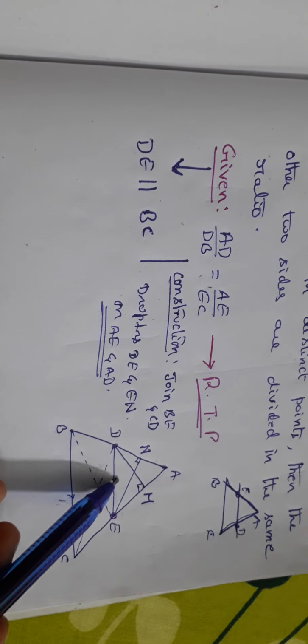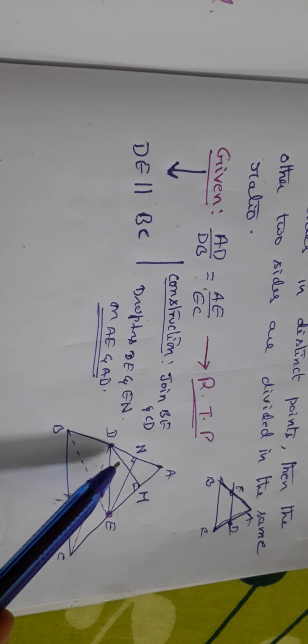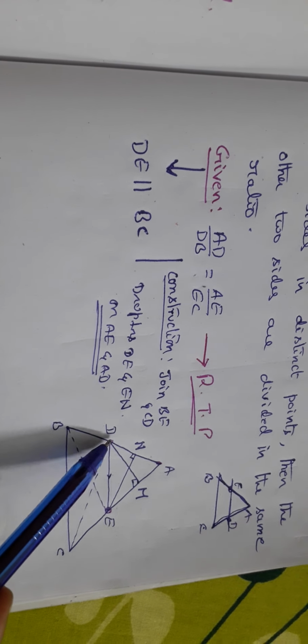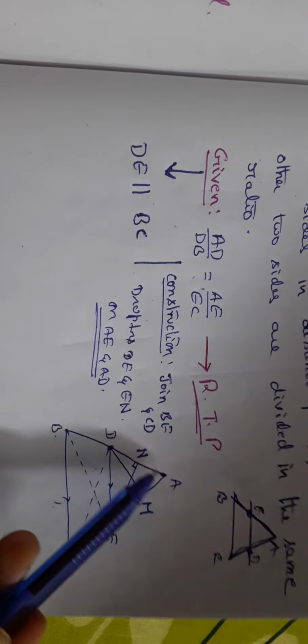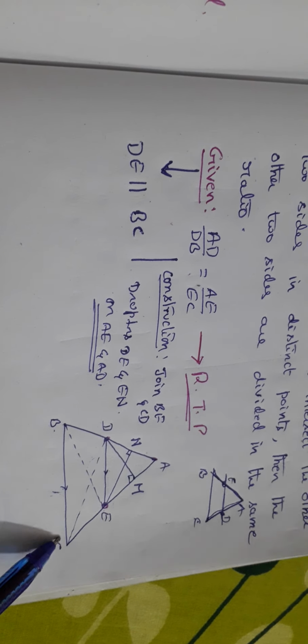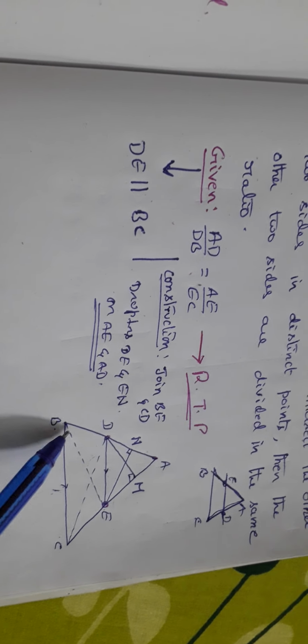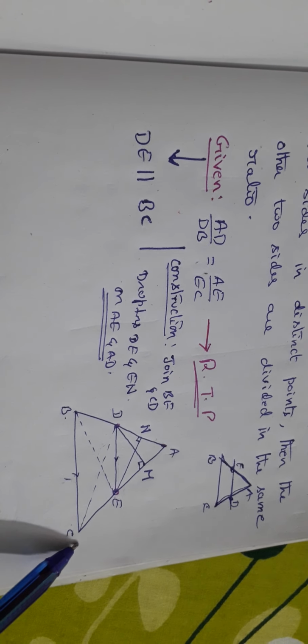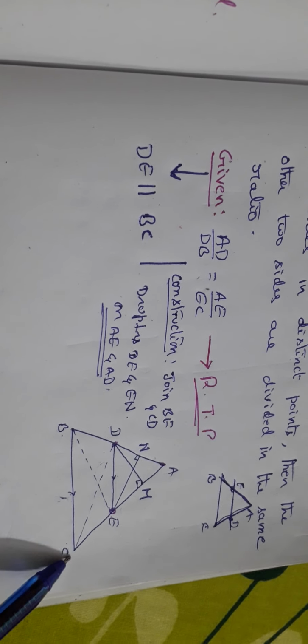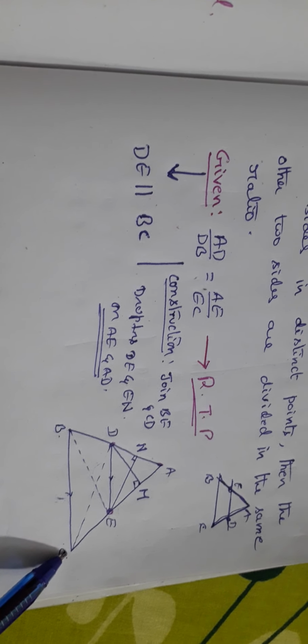This is what is given to us, and now what we need to prove is AD by DB is equal to AE by EC. That means in which ratio this line is dividing one side, in the similar ratio it is also dividing the other side. This is what is required to prove.